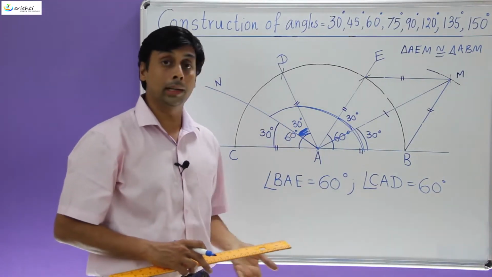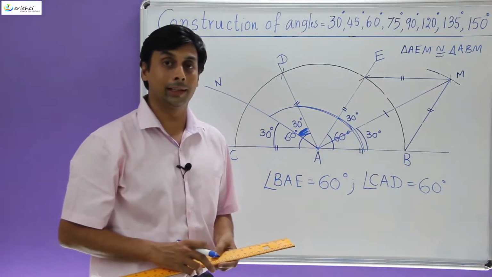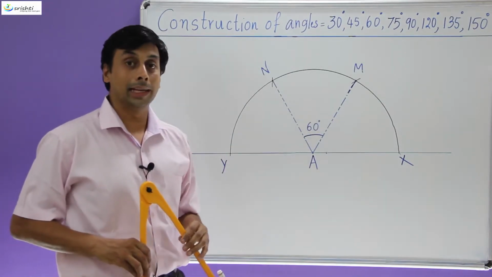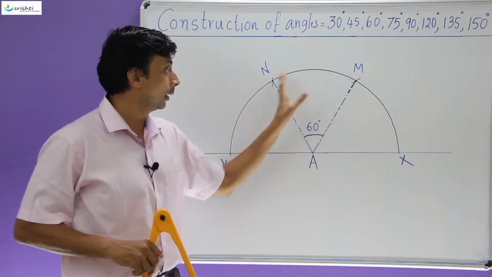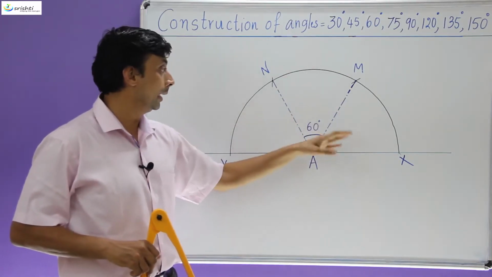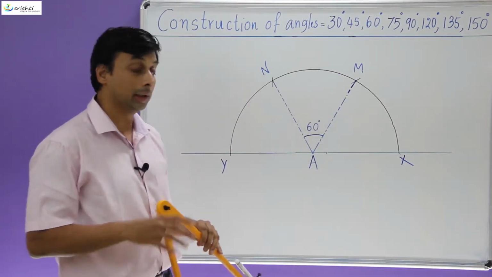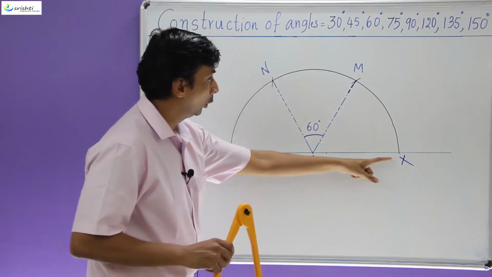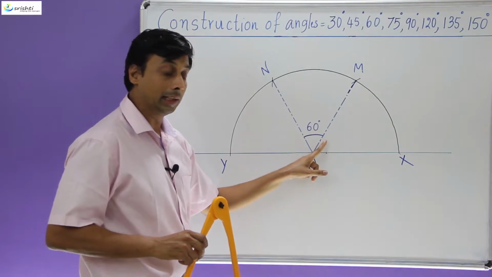In the next segment, I'll show you how to construct 90 degrees, 45 degrees and 135 degrees. So in this segment, I'm going to show you how to construct 90, 45 and 135. I have already marked the semicircle with the 60 degree, 120 degree markings as we saw in the earlier segments. Now over here what we are going to do is, we know that angle XAM is 60 degrees. So this particular angle is 60 degrees.